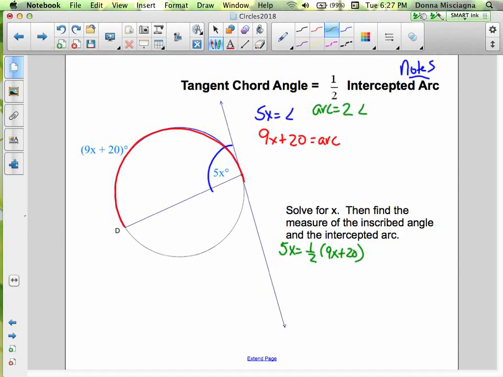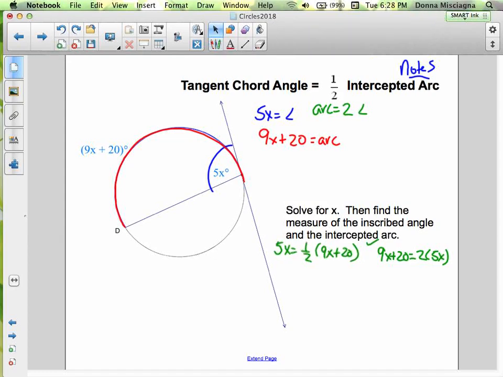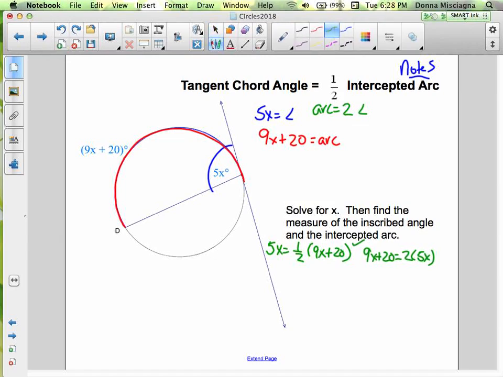Let's look at the other equation. I could also use arc equals twice the angle. So the arc is 9x plus 20, equals 2 times the angle, or 2 times 5x. Well, I think I'd rather solve that one, because instead of having to distribute a half, now I only have to distribute a 2, and that's not so difficult. Let's solve this equation instead, because that will be a little bit easier.